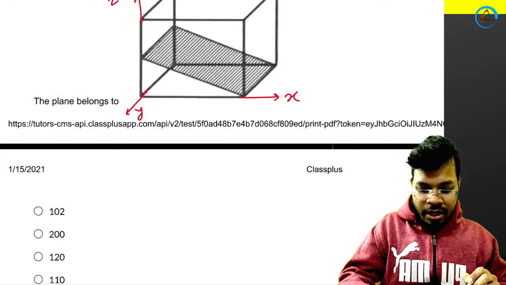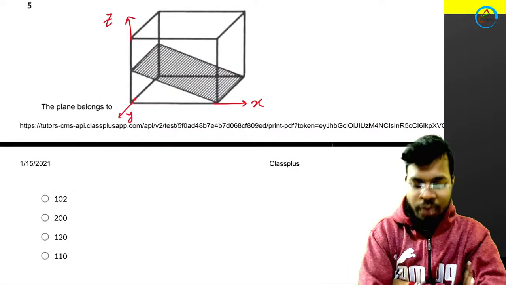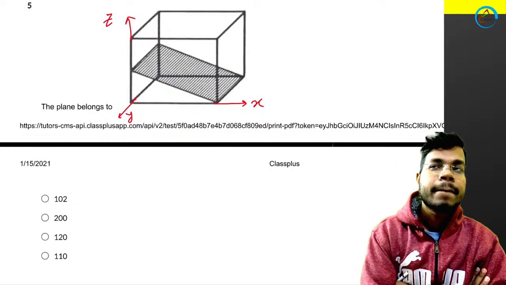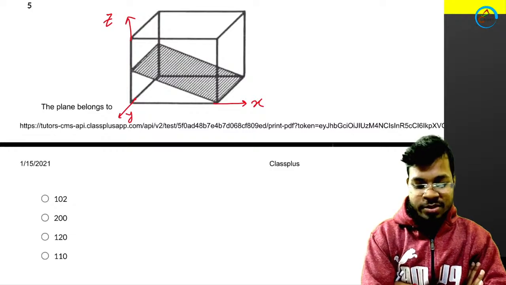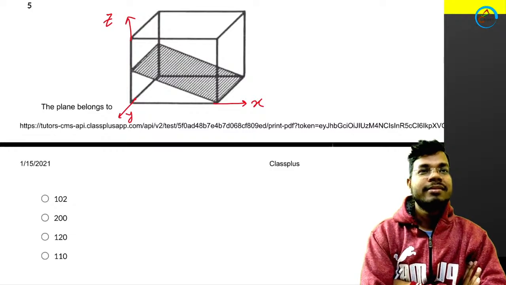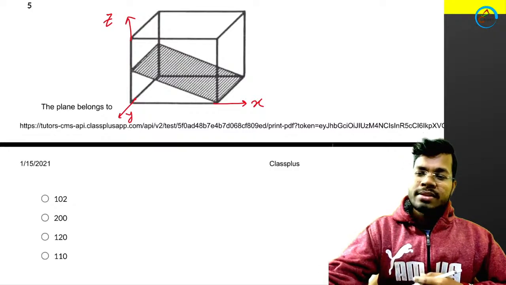Which plane? You have 4 options: 102, 200, 120, 110. Which option? You have 10 seconds to answer this question.